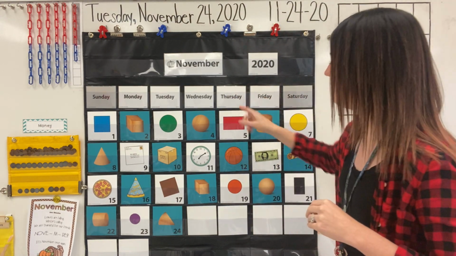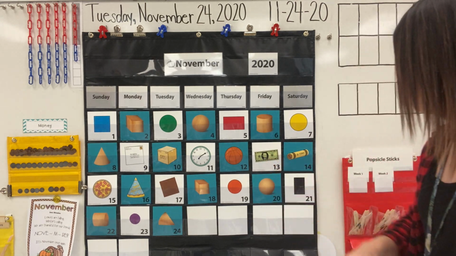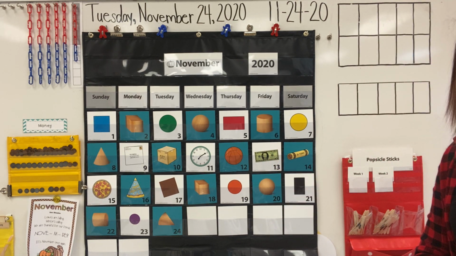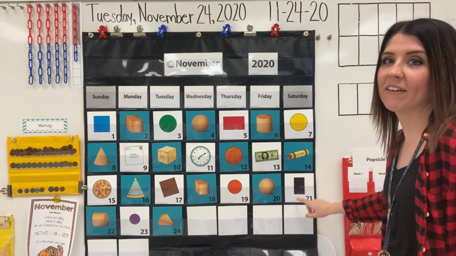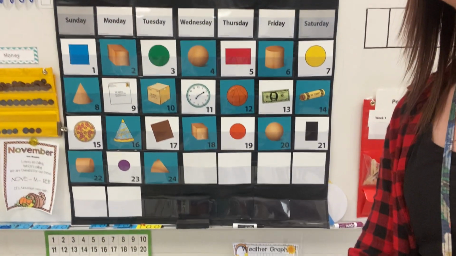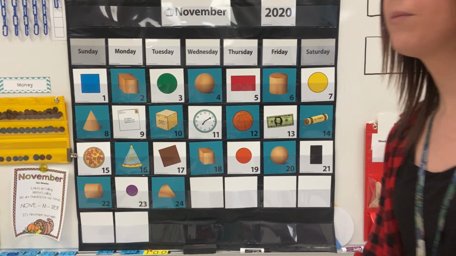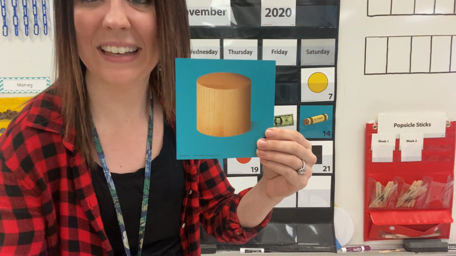Did you see any other rectangles up here? The $5 bill is a rectangle. Do you see any other ones? Yes, there's a black rectangle right there. Very good. Okay, now let's see what else we have. I'm going to scoot you up so maybe you can see even better. After the rectangle, we had this shape right here, and it looks like a can.